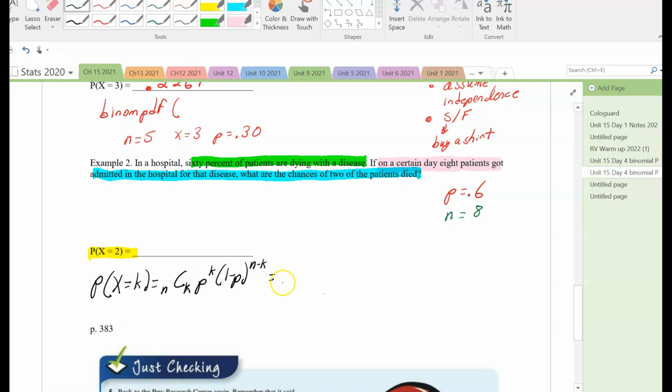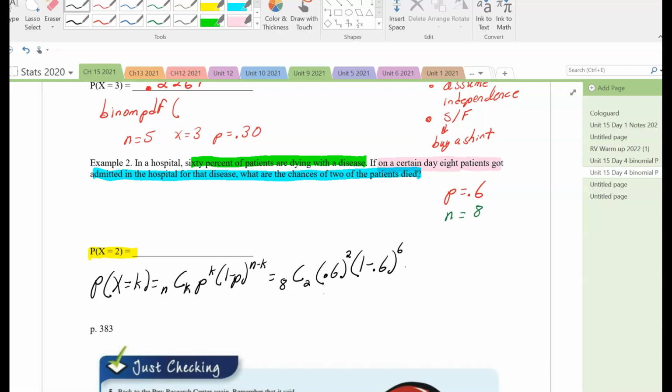So in this example, 8 trials, we're going to choose 2. The probability of dying is 0.6, and we wanted to know the probability of 2 deaths. The probability of not dying is 1 minus 0.6, and if there were 2 deaths, that means there are 6 people that survived. Again, for our particular class, I'm perfectly fine if we use this Binomial Pdf command.